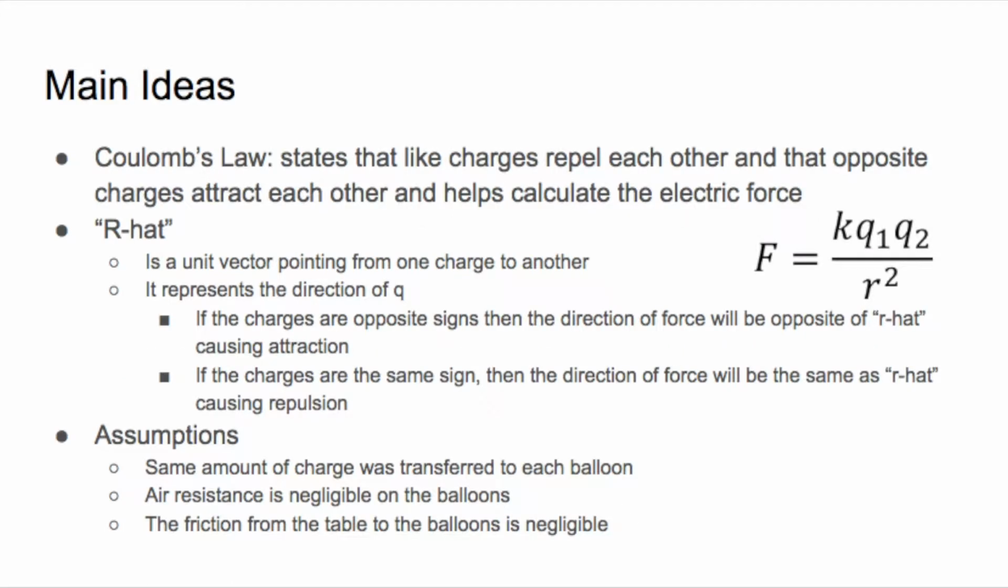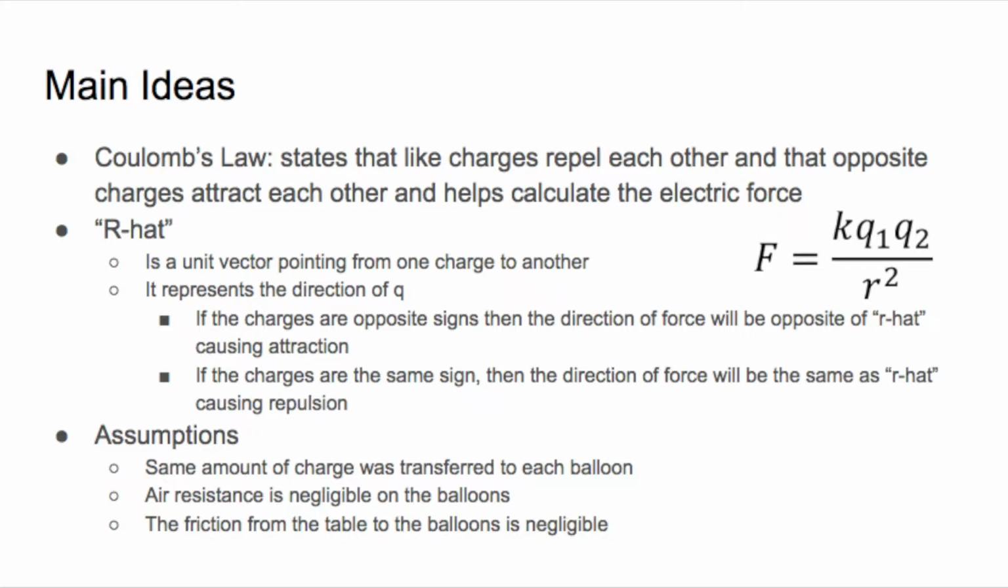So some main ideas we took into this lab were Coulomb's law and R hat, which is part of Coulomb's law. Coulomb's law helps to calculate the electric force and also states that like charges will repel each other while opposite charges will attract each other. R hat is a unit vector which points in the direction from Q. It states that if the direction of force is opposite of R hat, then there will be an attraction. If the direction of force is the same as R hat, there will be a repulsion.